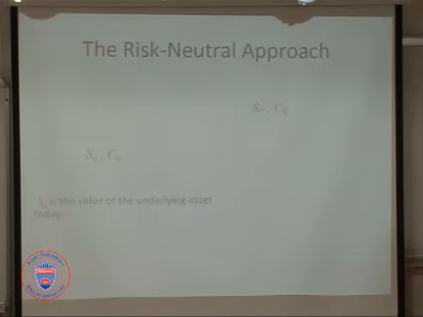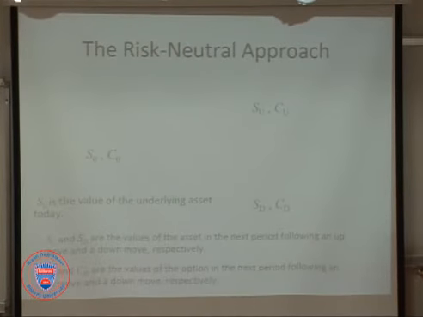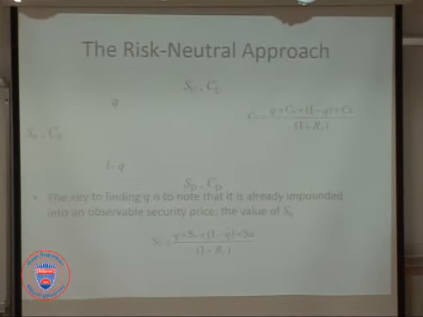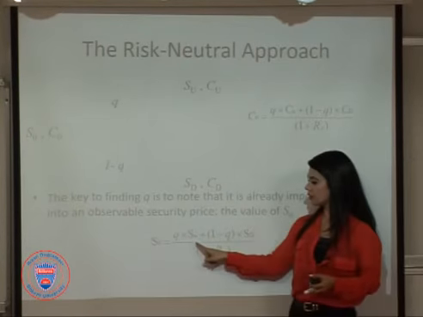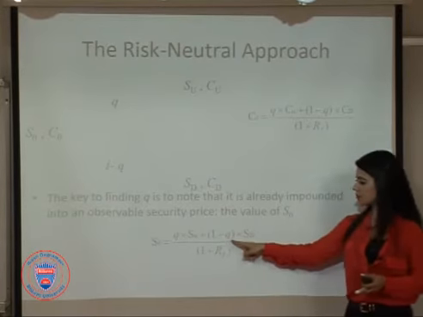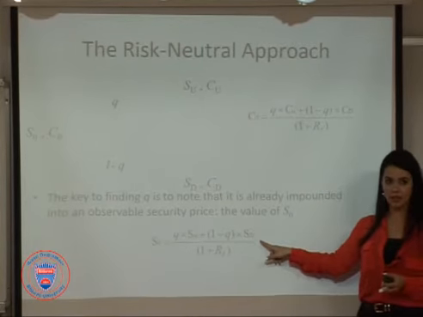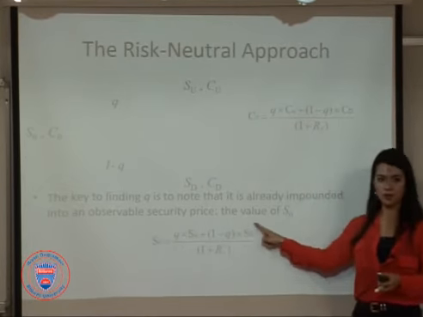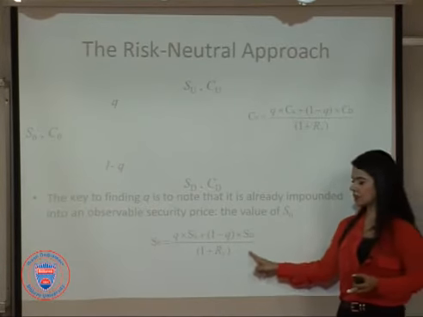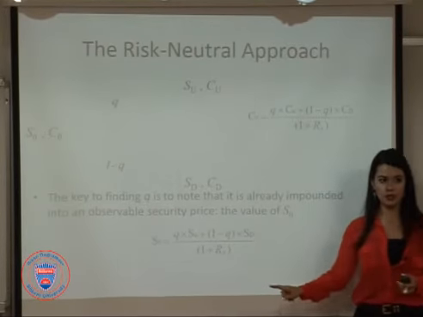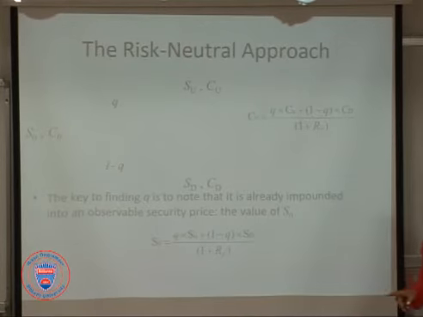We can also write this as this. I can also do the same thing for S, the stock price, which is basically the same thing. With Q probability, you're going to have SU. With 1 minus Q probability, you're going to have SD. These happen in the first period, so I'm discounting them with 1 plus the risk-free rate again.